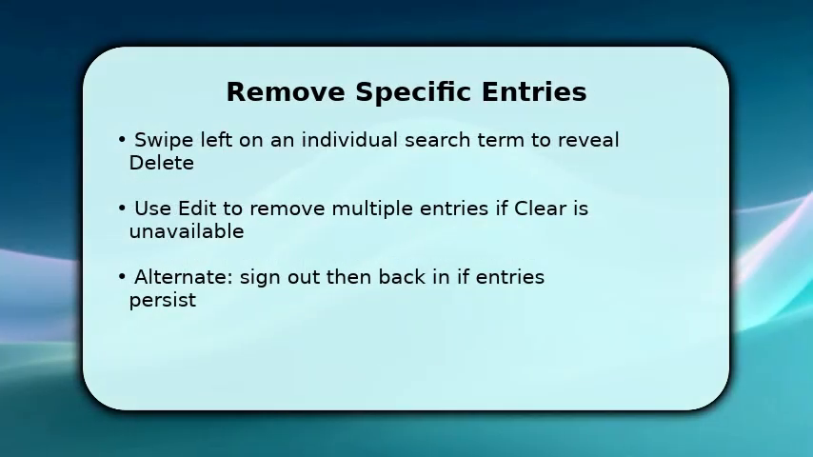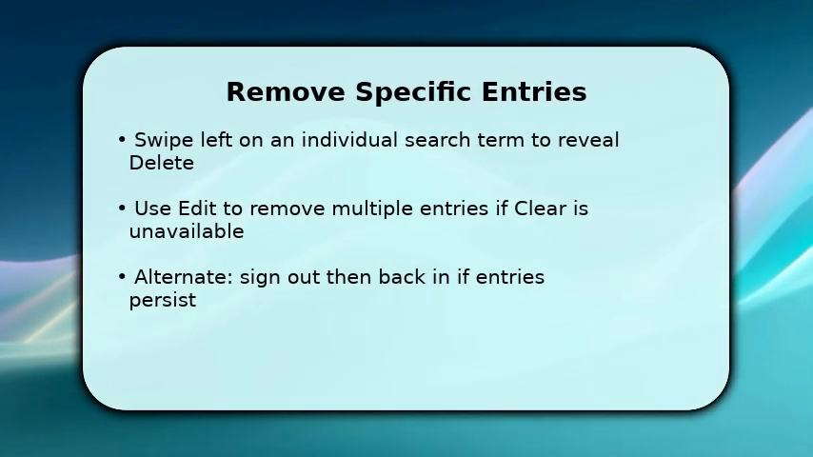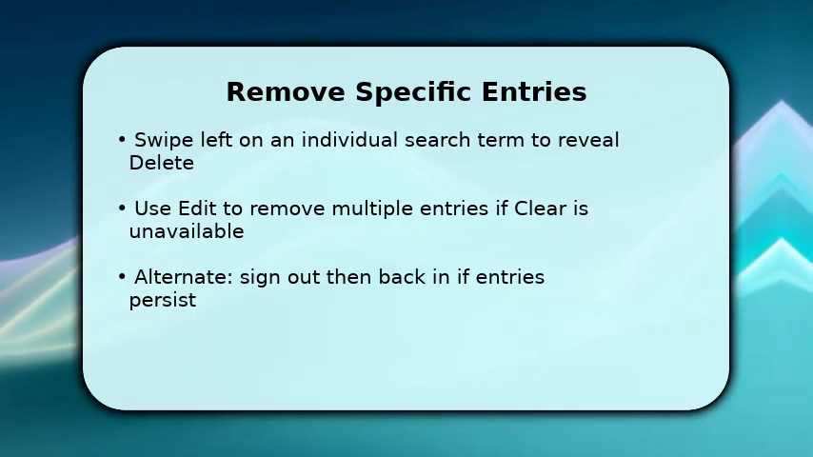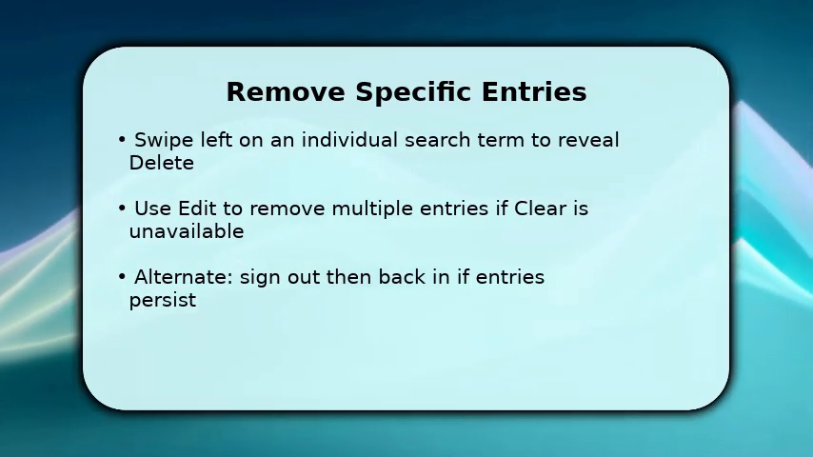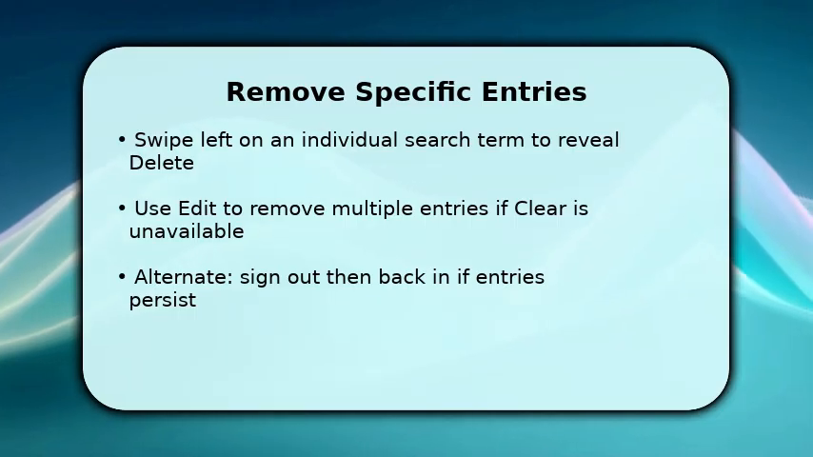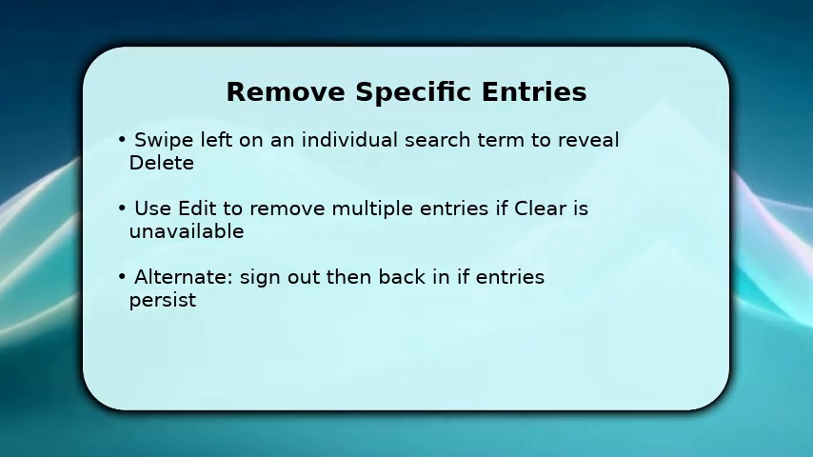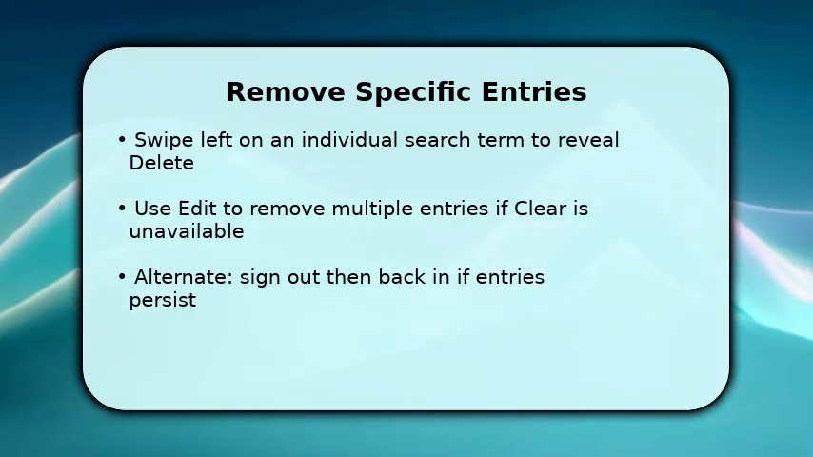If you don't have a clear button, remove items one by one. You can swipe left on any individual search term and tap delete to remove it. Once done, repeat for other entries until the list is empty. If an edit option appears, use it to select multiple entries and delete them in one action.